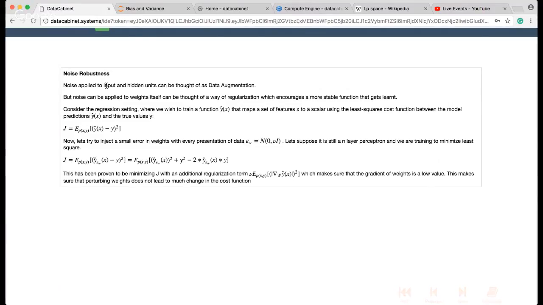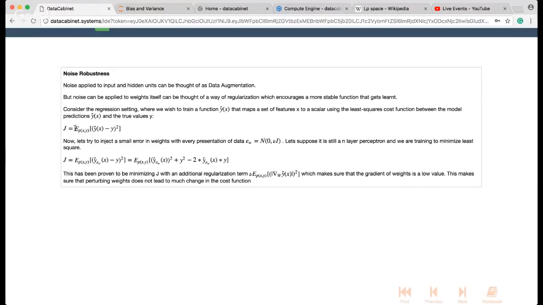So, noise robustness. Noise applied to input and hidden units, like we were discussing, is a form of data augmentation. But there is another form of noise robustness: the noise could be applied to the weights themselves.